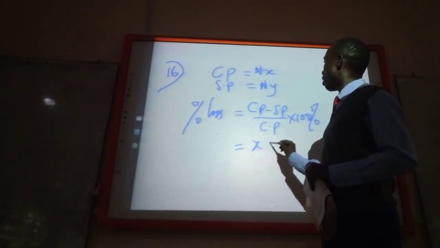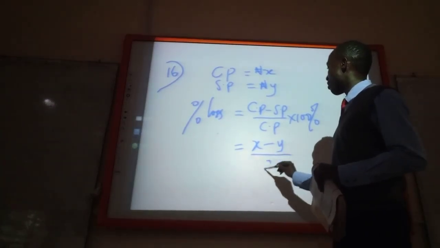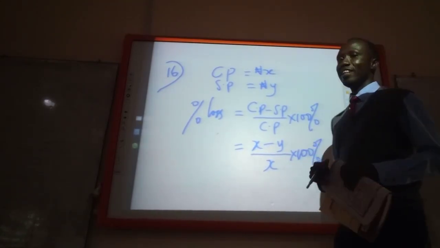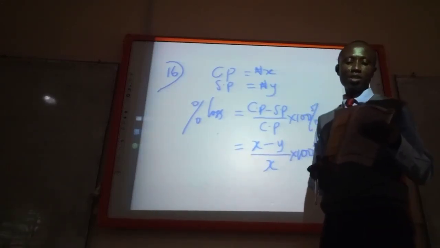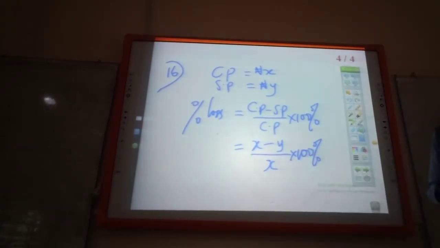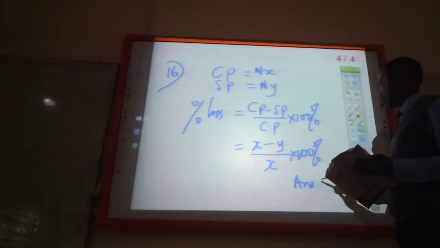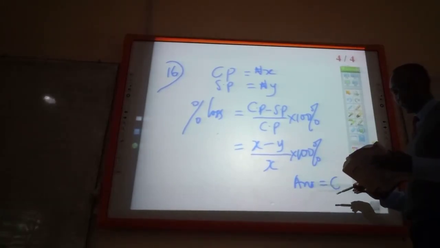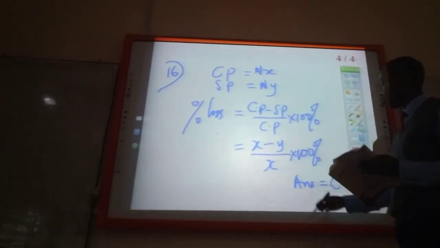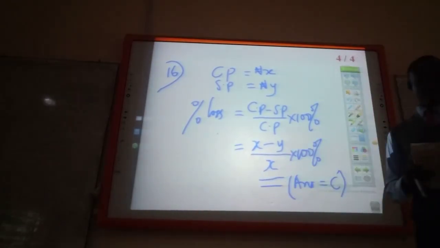So what do we have? X minus Y over the cost price X, times 100%, right? So let's see the options. I know they did not put percentage by the side. They wrote times by 100. So what's the answer? C. The answer is C, and C is X minus Y over X. Good. Beautiful. So that's the answer.